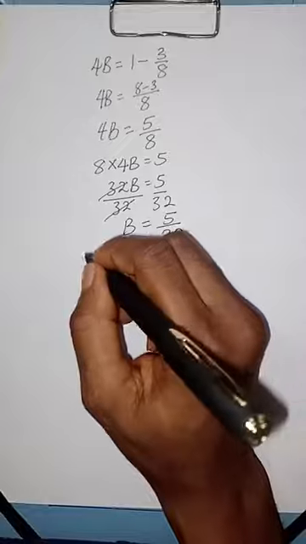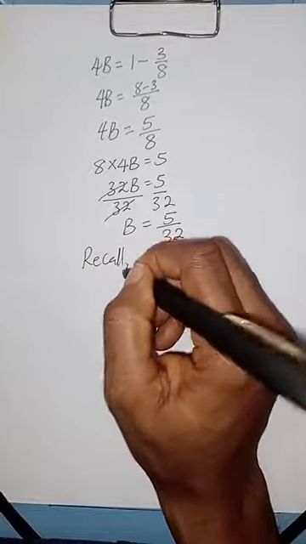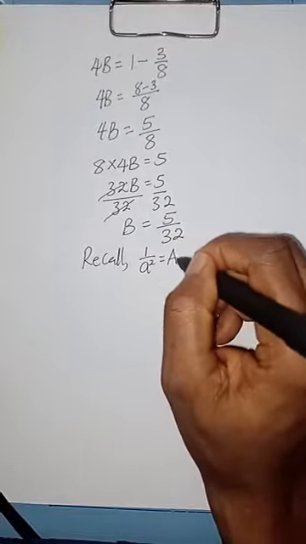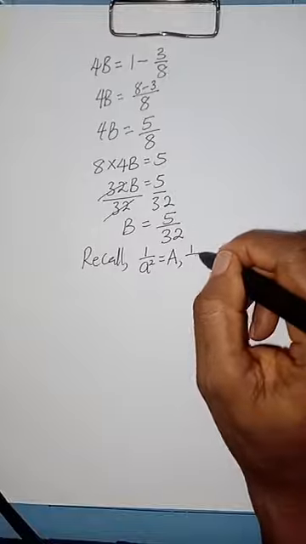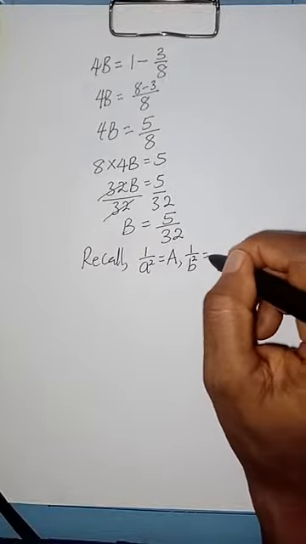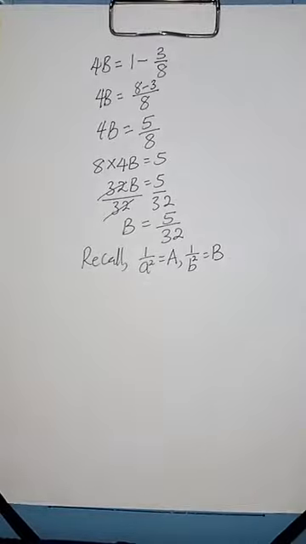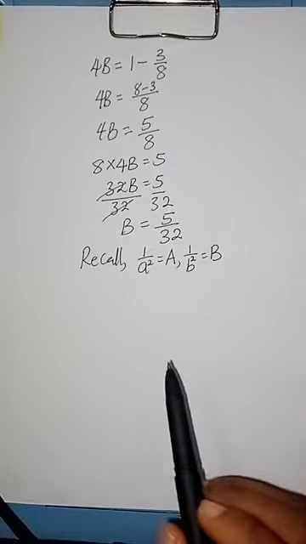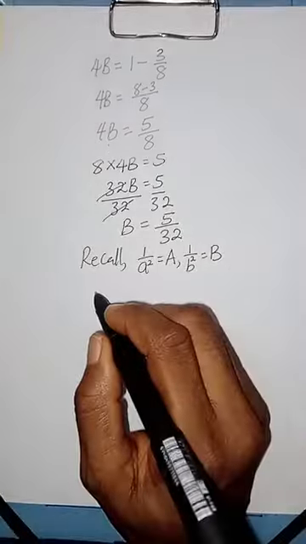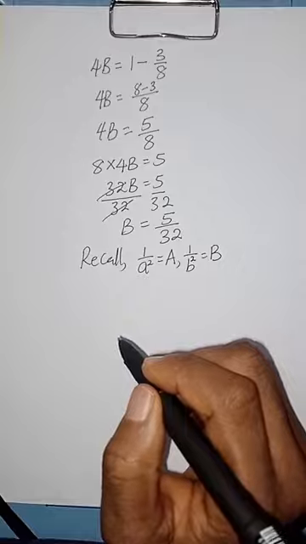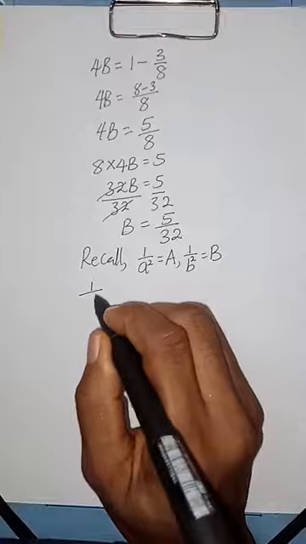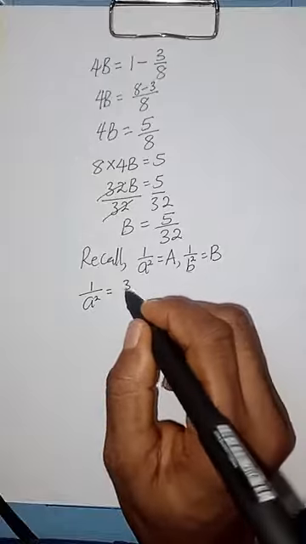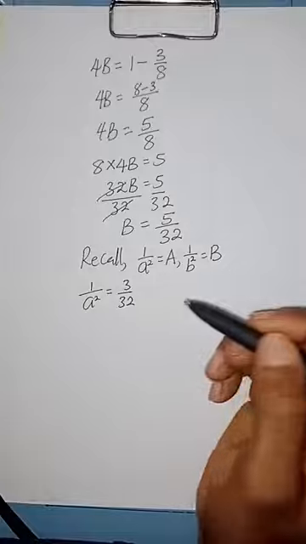But now recall that 1 over a square is equals to a, and 1 over b square is equals to b. So at this point, what do we do? You're going to substitute the values now. We've gotten the value of a. A was 3 divided 32. So 1 divide a square will be the value of the a we've gotten, which is 3 divide 32.